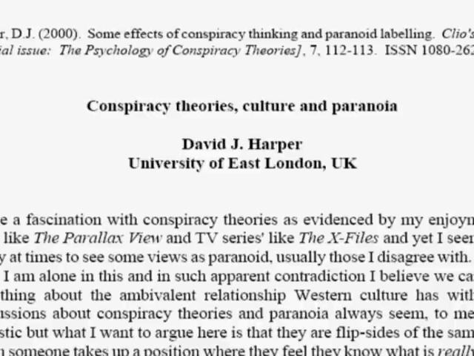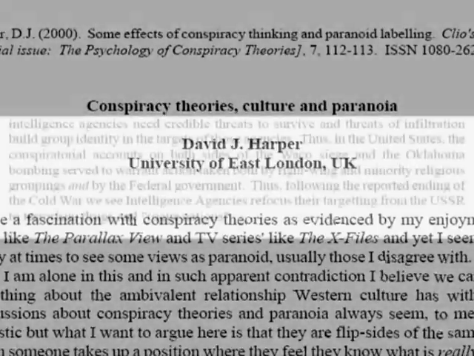Another excellent point by Dr. Harper is the conspiracy theory norm within intelligence agencies. Intelligence agencies need credible threats to survive, and threats of infiltration build group identity in the targets of those agencies. Thus in the United States, the conspiratorial accounts on both sides of the Waco siege and the Oklahoma bombing serve to warrant action taken both by right-wing and minority religious groupings, and by the federal government. Thus, following the reported ending of the Cold War, we see intelligence agencies refocus their targeting from the USSR to terrorism, drugs and rogue nations.